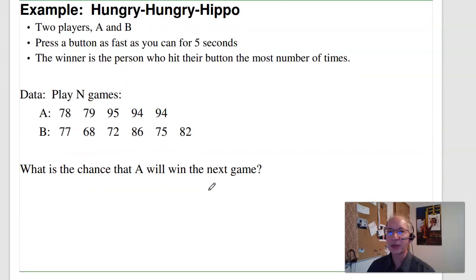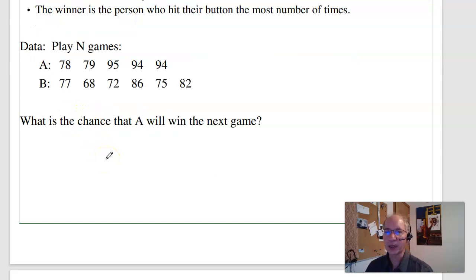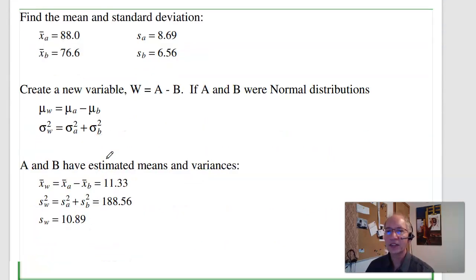Well, as an example, to give you something concrete to deal with, let's play a game of Hungry Hungry Hippo. In Hungry Hungry Hippo, you've got two people thrashing their button as fast as they can. Whoever hits the button the most number of times in 5 seconds wins the game. So I play n games. A played a bunch of times, B played a bunch of times. From that data, what's the probability that A is going to win the next game? Well, the procedure, since I don't know the mean and standard deviation of A and B, I'm going to estimate them from the data. That gives you a t-distribution.